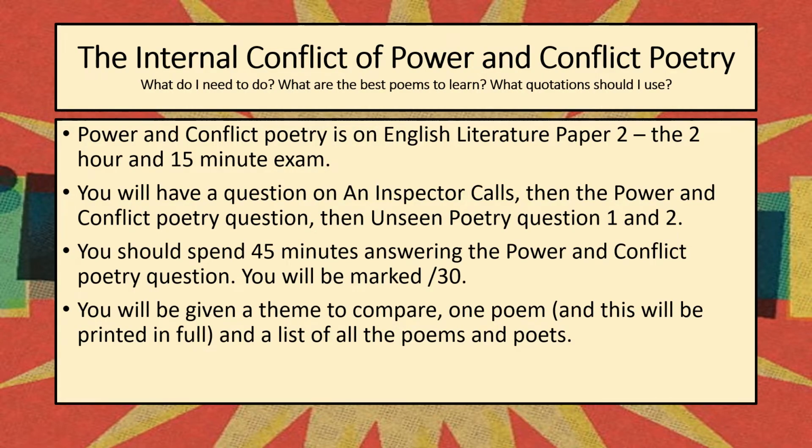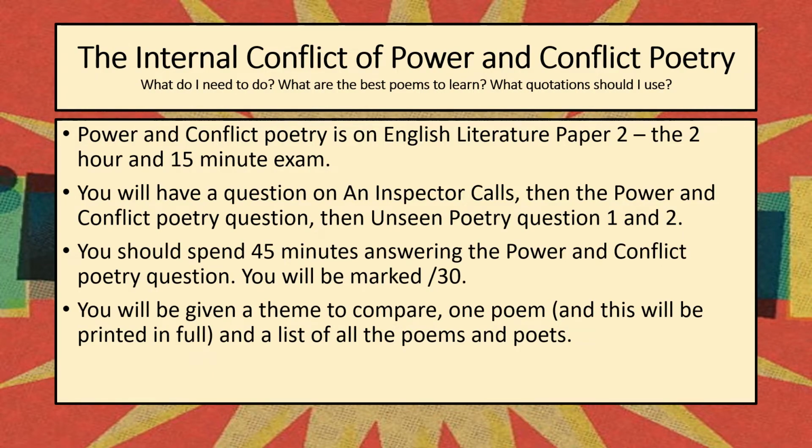You should spend 45 minutes answering the power and conflict poetry question, and as I've said before, you're going to get a mark out of 30. That's quite interesting for revision purposes. Get used to planning for 5 minutes. Basically, when you get into the exam, the first thing you should do is look at the questions. So you look at the An Inspector Calls question, you write down your quotations for An Inspector Calls as quickly as you can, and then start writing your An Inspector Calls essay.